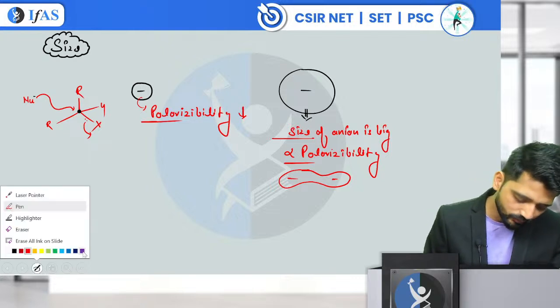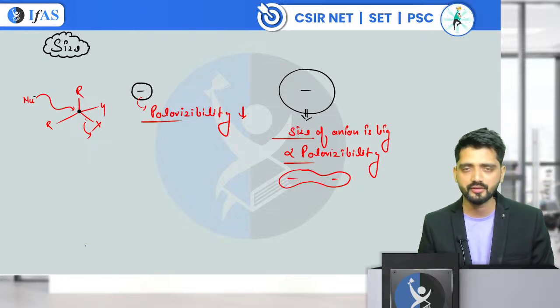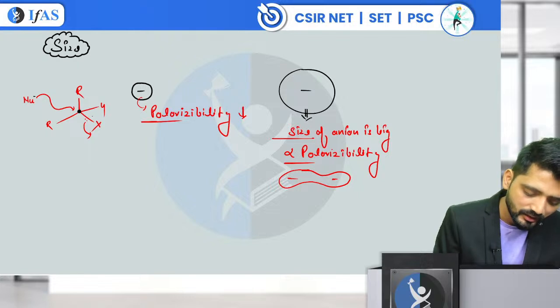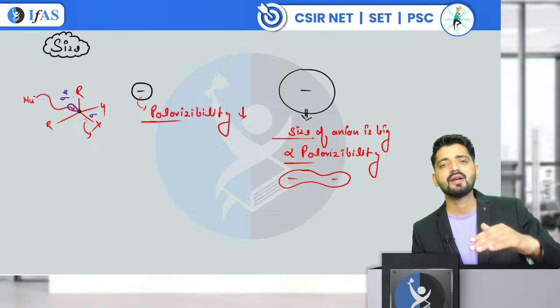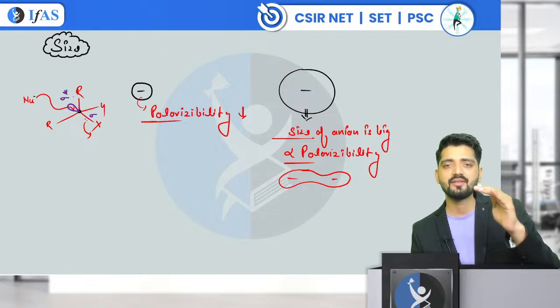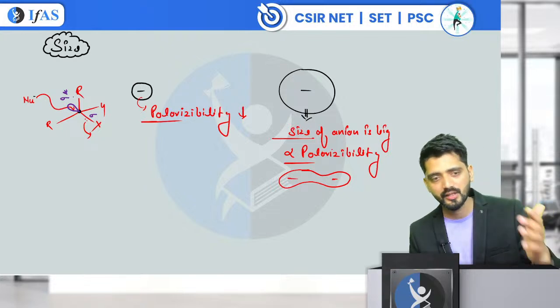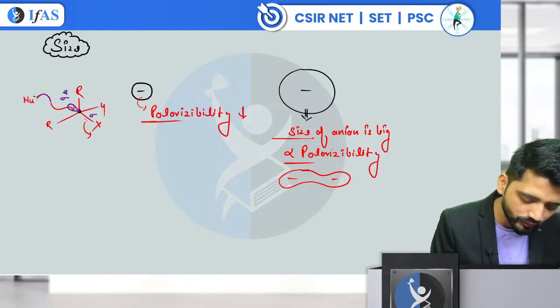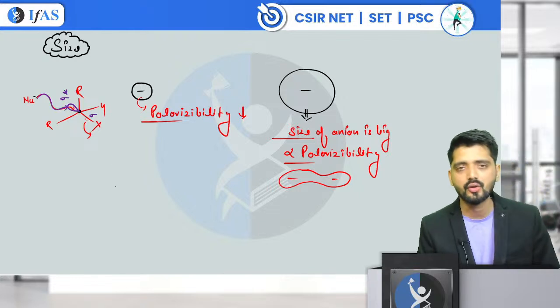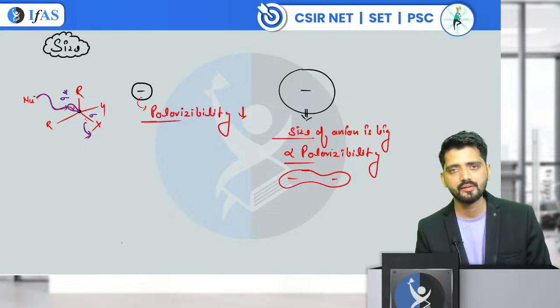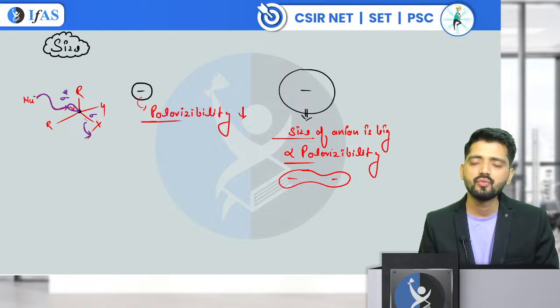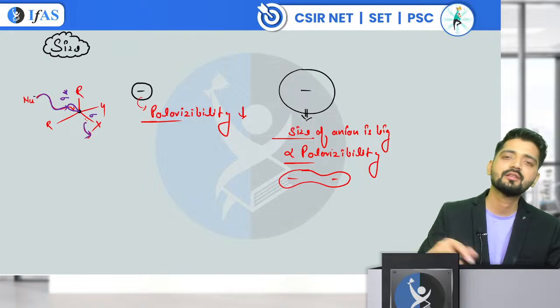So how does this polarizability affect the nucleophilicity? This we need to understand. See, if I talk about this sigma bond, always we have a sigma star orbital in which the nucleophiles attack. Like we have a pi bond, then we have a pi star orbital. Similarly, if we have a sigma bond, we have a sigma star orbital. So what is happening here? This nucleophile is attacking into the sigma star orbital and the leaving group is being eliminated from here.